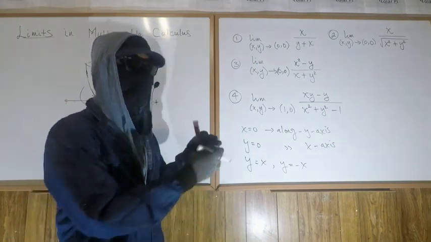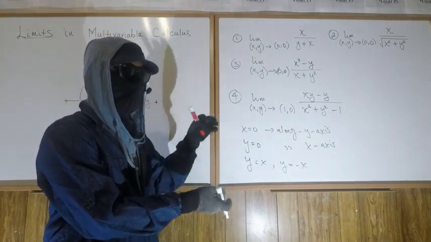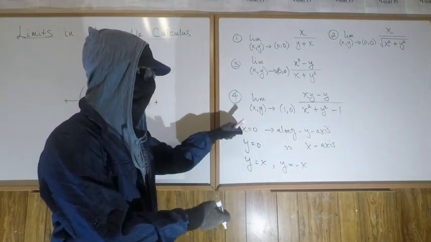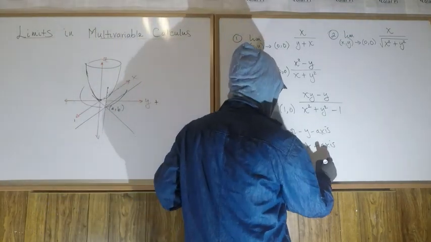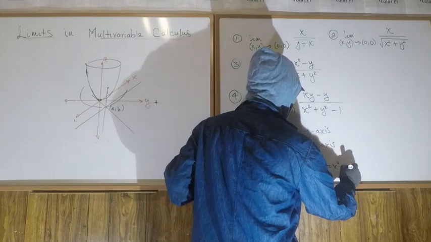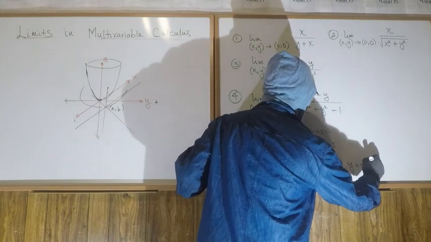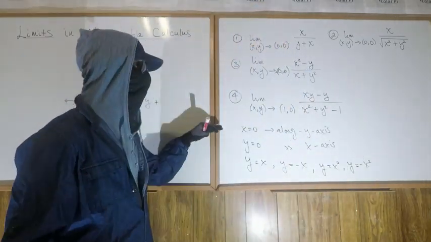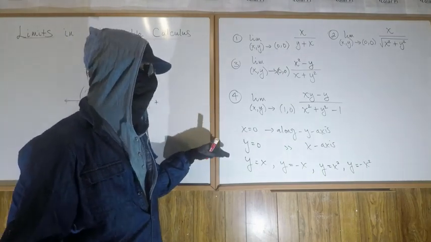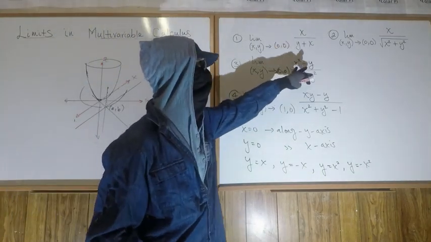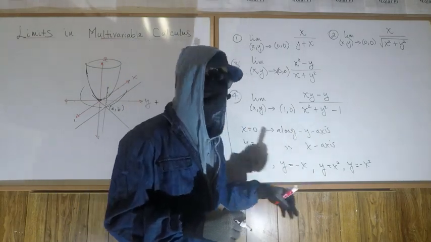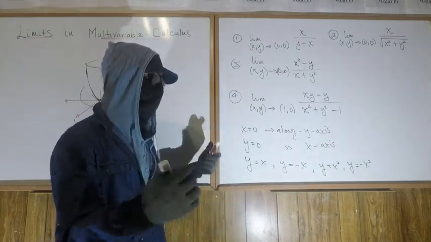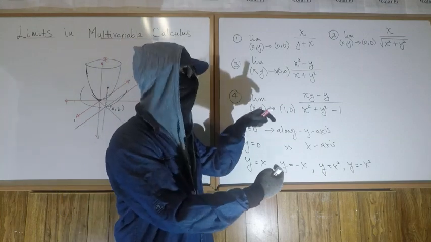Now, if these don't show you that the limit is different as you come to it from these different directions, if these are not enough, then add to this list y equals x squared, and then y equals negative x squared. Of course, in any given question, you should also use how the curve is defined to gauge which directions will get you two conflicting limit values.